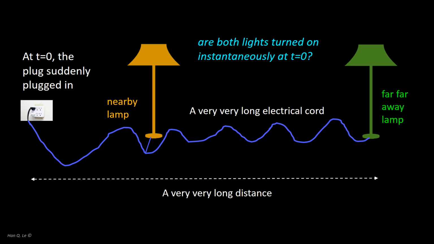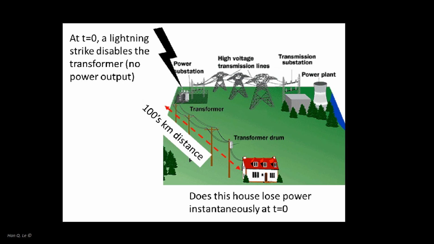Consider a lightning strike, destroying a power transformer station. Does a house lose power instantaneously at time t equals 0? Do a nearby house along the transmission line, and a faraway house down the line, both lose power immediately at the same time? The same answer as the previous. No. There is a time delay. The nearby house will lose power first. Shortly after the lightning, the faraway house will experience power loss a little later.